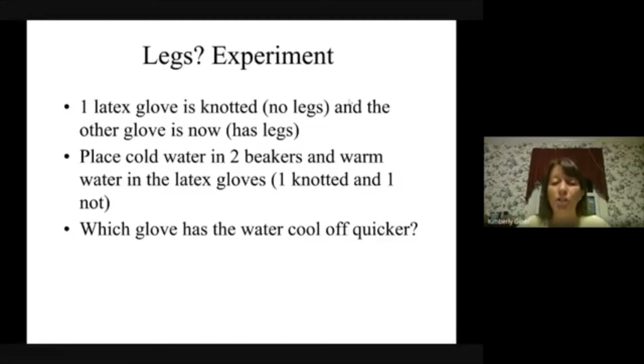So you made your prediction. If we had actually gotten to carry this out, you would see that the glove with legs cools off quicker than the glove without legs. Why? More surface area. The ones with legs have more surface area, so they lose their warmth faster.